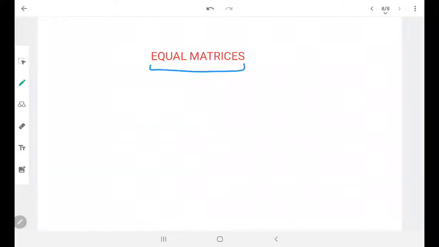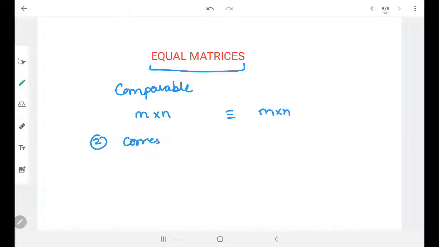Equal matrices. First, they must be comparable. That means the order of the first matrix must be equal to the order of the second matrix. Second, the corresponding elements, like the first element of the first matrix, must be equal to the first element of the second matrix. Corresponding elements must be equal, then only we will say that they are equal matrices.